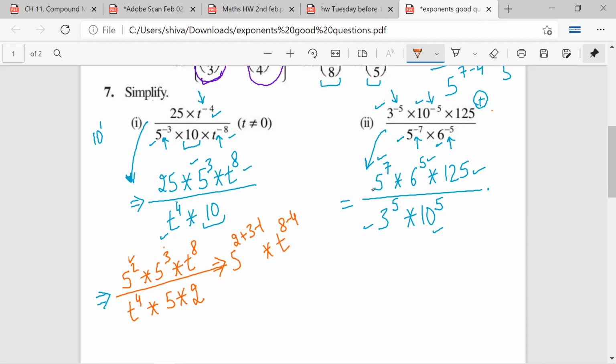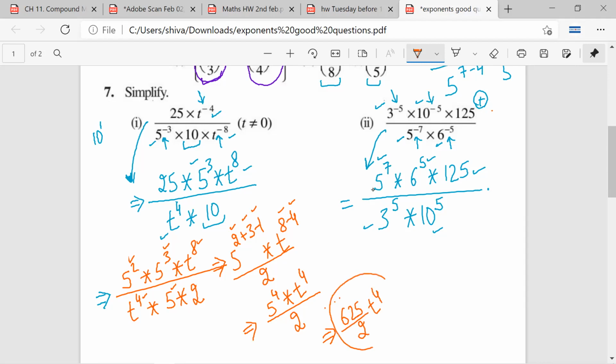So I have used this 2, this 3, this 1. 2, 3, minus 1. 8, minus 4. I'm left with 2. So I'll write 2 in the denominator only. Aishwarya ji, is it fine? Yes. 525, 125, 625. Soumya ji, is it okay?